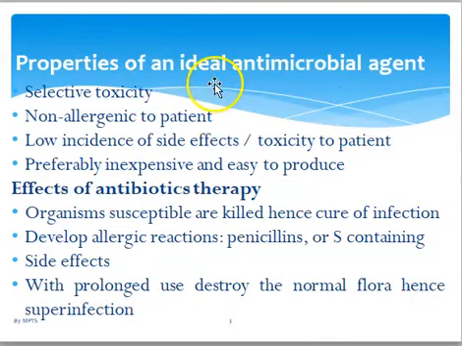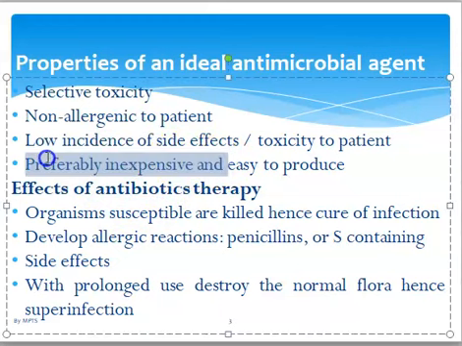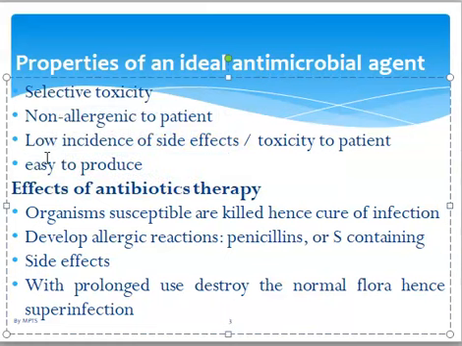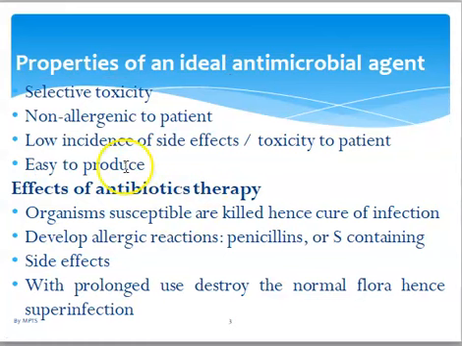Now, which are the properties of an ideal antimicrobial agent? One is selective toxicity: it should kill the microorganism only. Another is being non-allergic to the patient, with low incidence of side effects or toxicity to the patient, and preferably inexpensive. Now this one is subjective. It should also be easy to manufacture and easy to produce, and have very many other properties.